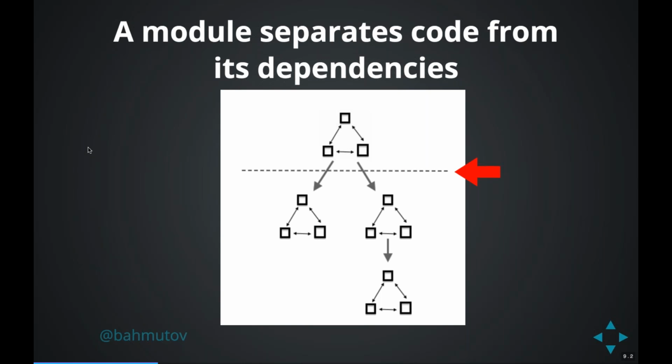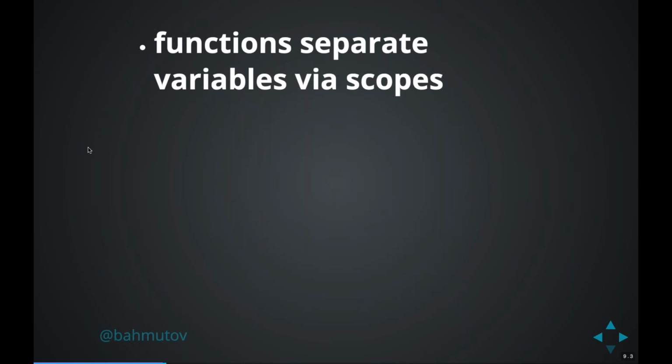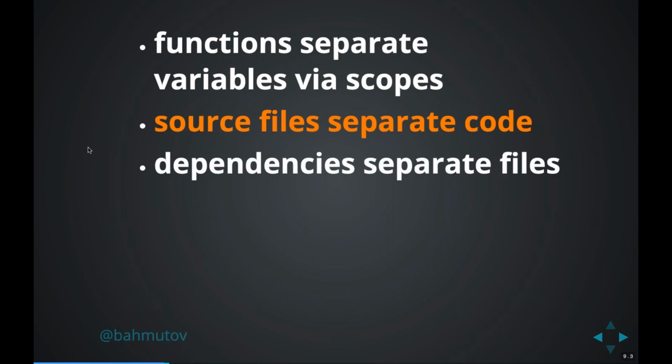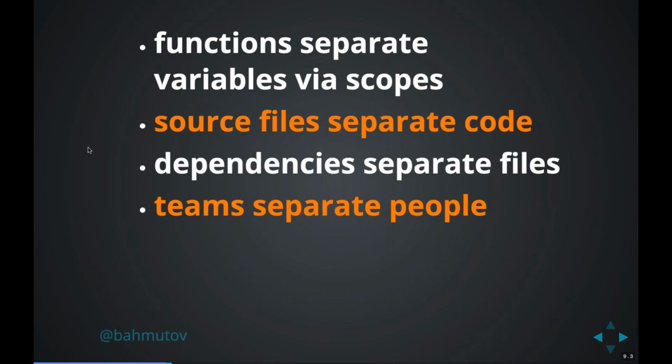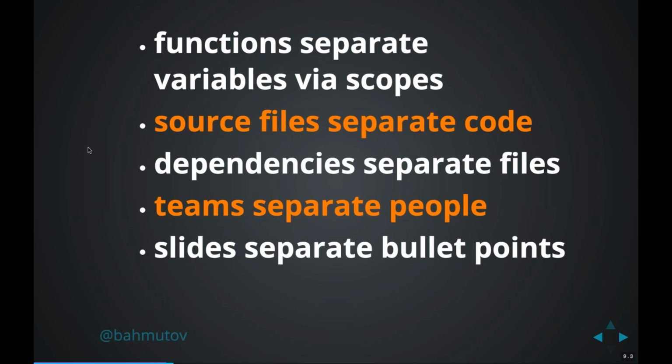Similarly, a module separates its code from its dependencies or anyone who uses the module. There is a pretty well-defined boundary between the module and its users and its dependencies. So functions separate variables via scopes. Source files separate code. Dependencies separate files. We separate teams, people using teams. And even when I'm making this presentation, I'm separating bullet points and all the things I'm trying to say physically from each other by using slides.